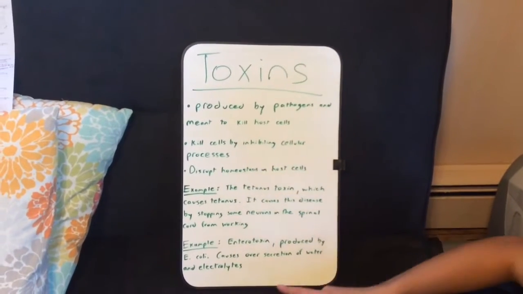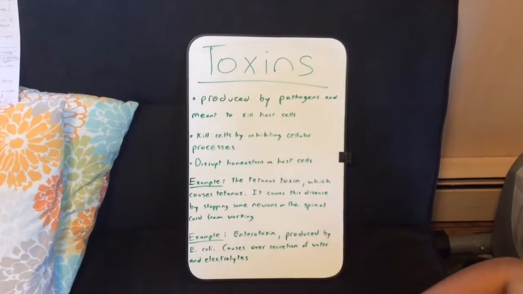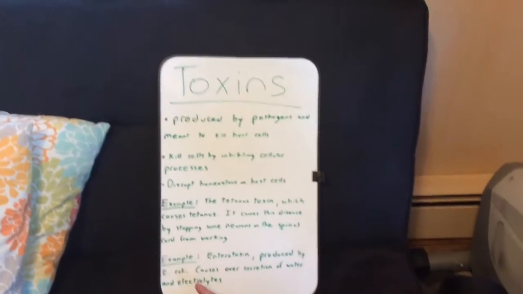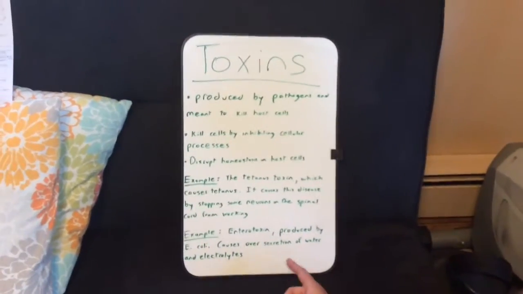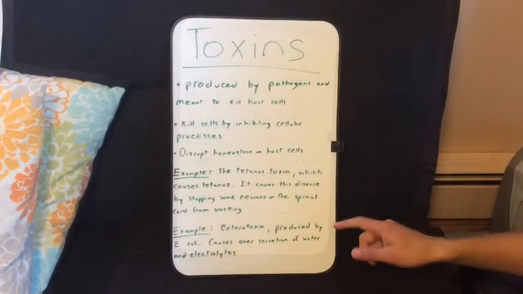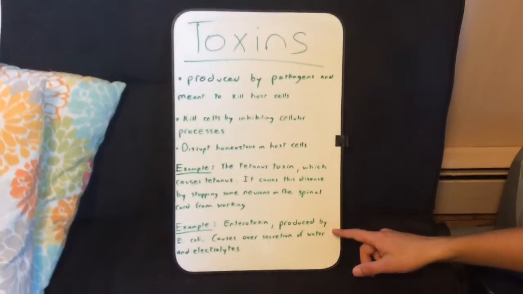Another example of a toxin would be enterotoxin. This toxin is produced by the bacteria E. coli. It causes oversecretion of water and electrolytes. This deprives host cells of these nutrients.